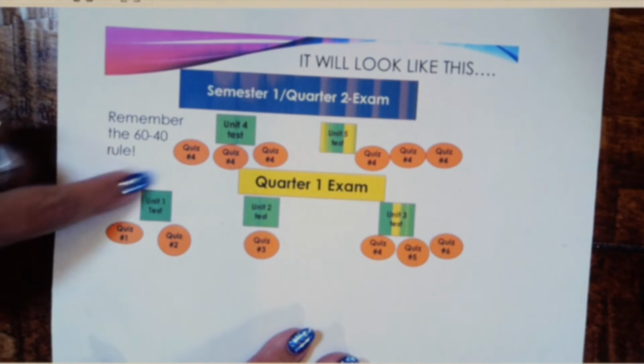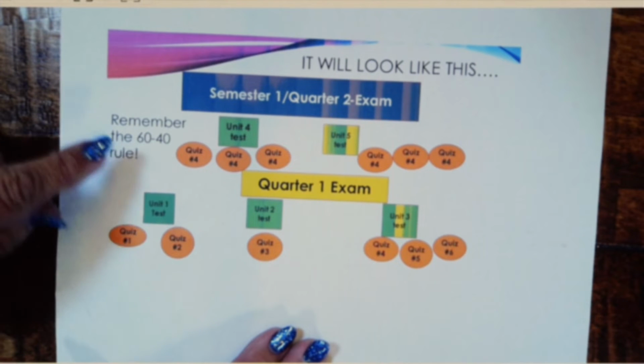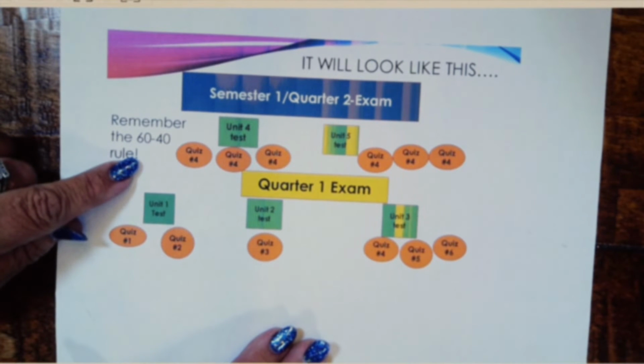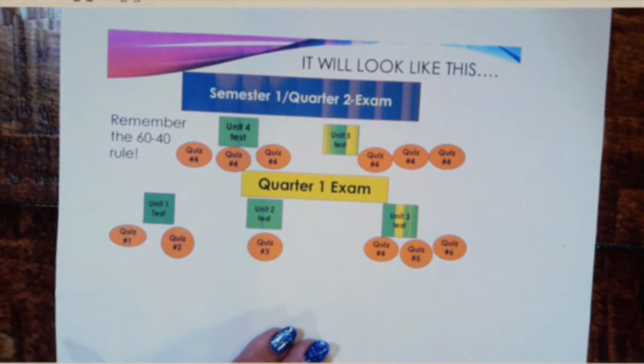I want to talk lastly about the 60-40 rule. The 60-40 rule. 60-40 means this. Every time you give an assessment, I want 60% of that assessment to be information they've already learned, and 40% of that assessment to be new information. We're going to constantly keep spiraling those power standards and information that students have to know. So 60% a respiraling of what we've had and 40% new information.